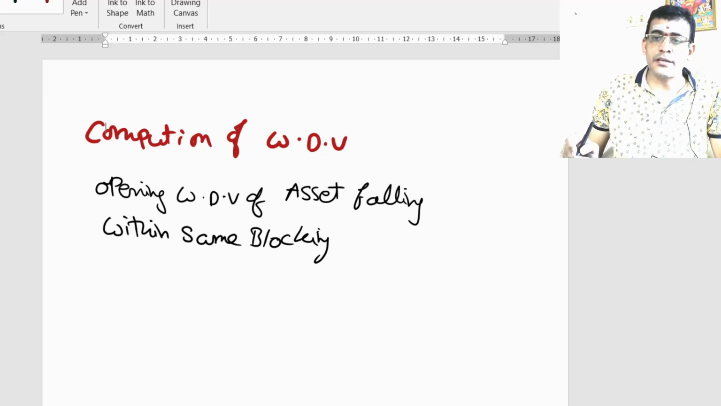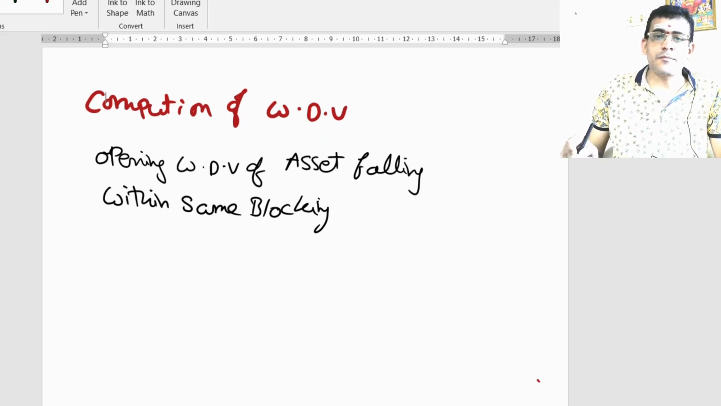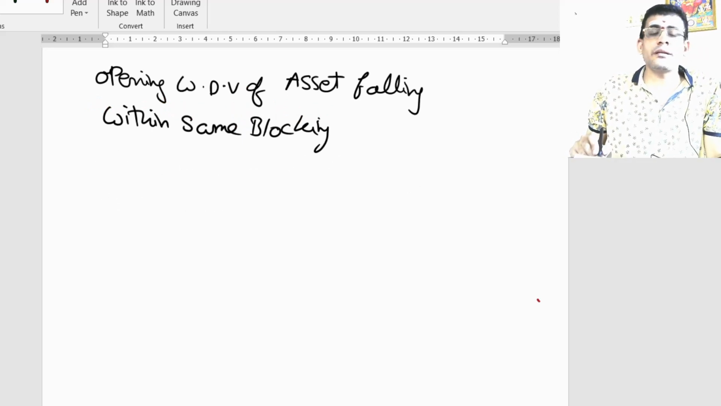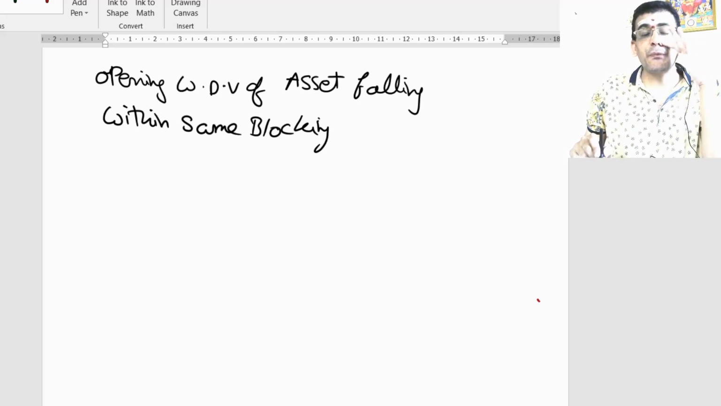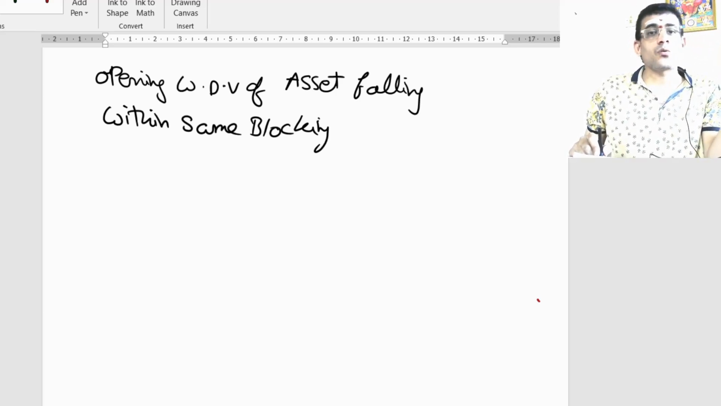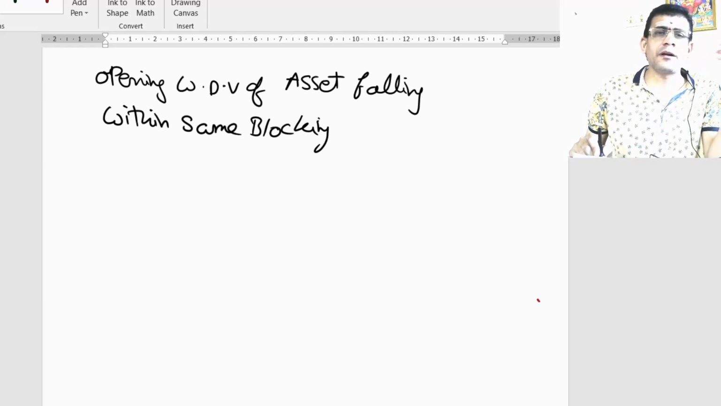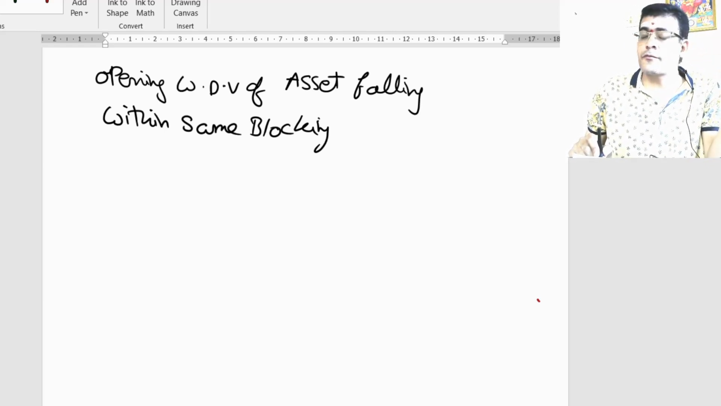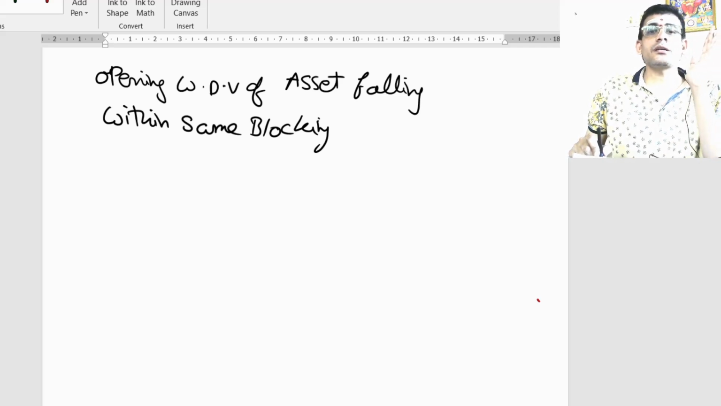Opening WDV of asset falling within the same block means what? We know that there is tangible asset and intangible asset. If I take the tangible, you are having plant and machinery, you are having furniture, you are having building. Rule 5 sub rule 1 says there are different rates. Even for plant and machinery, the rate could be 15%, 30%, 40, or 45. For a building, the rate could be 5, 10, or 40. So depending upon the rates, we are trying to create this block.